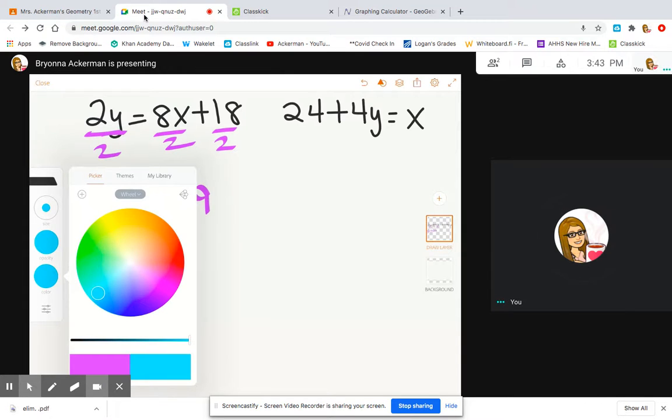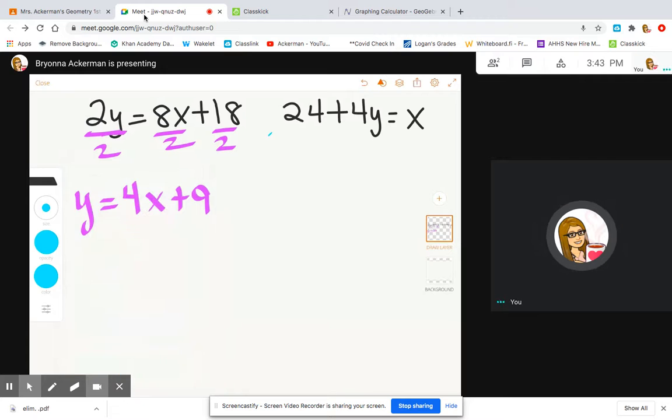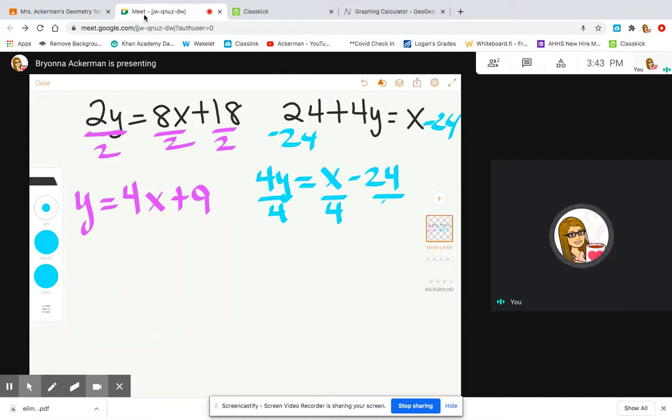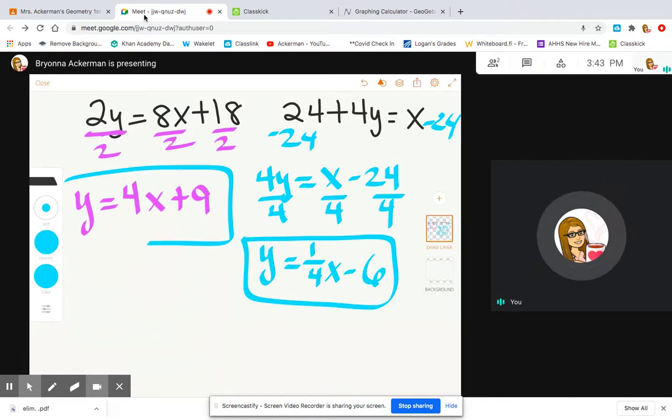So let's do that one in blue. So x is on here, but I do need to subtract 24 from both sides. And so I get 4y equals x minus 24. And then divide everything by 4. And so I get y equals, and then instead of just x over 4, we sometimes like to just write it as 1/4 x, right? That shows me the slope a little bit better. And then minus 6. Okay? And so now I have my 2 equations in slope-intercept form, and then I can just put those in the calculator and see where they meet.